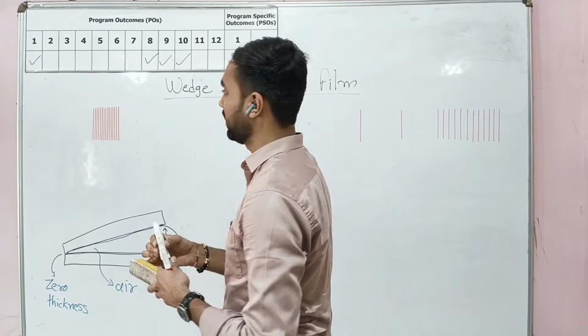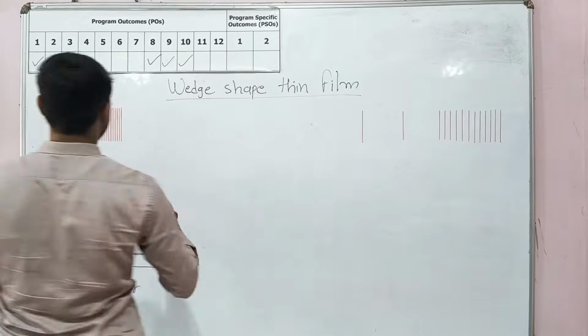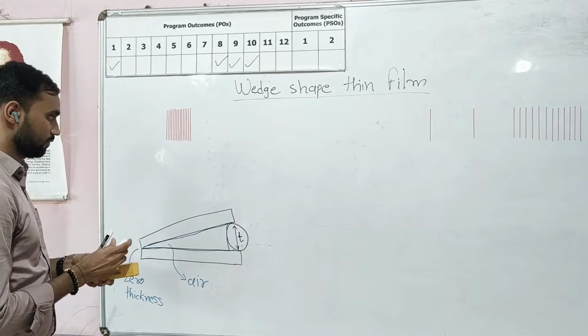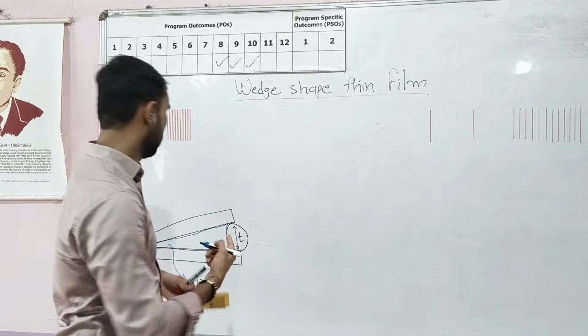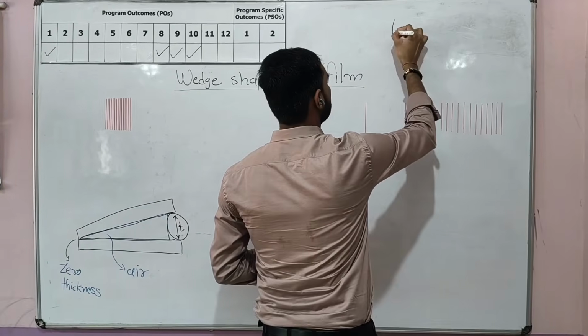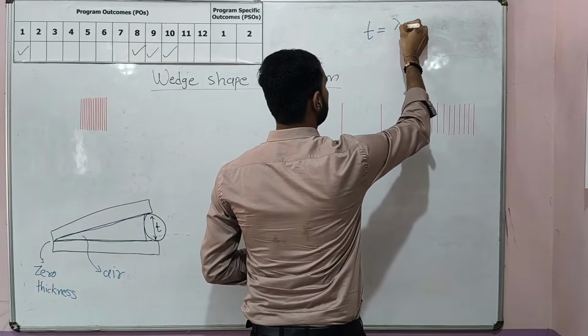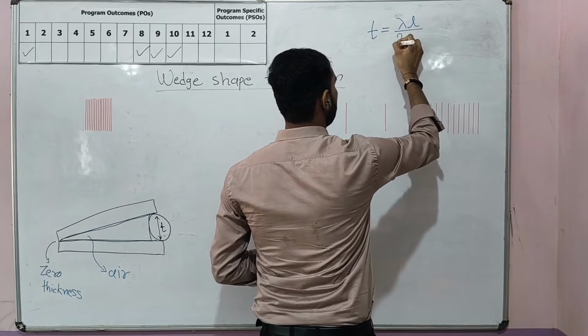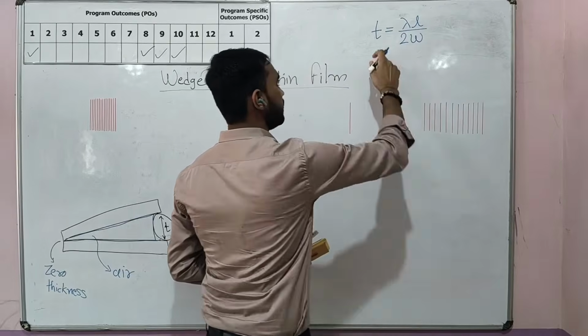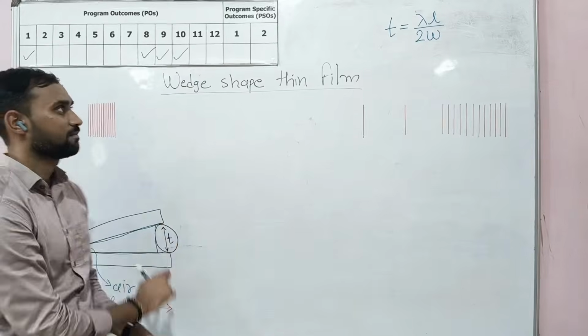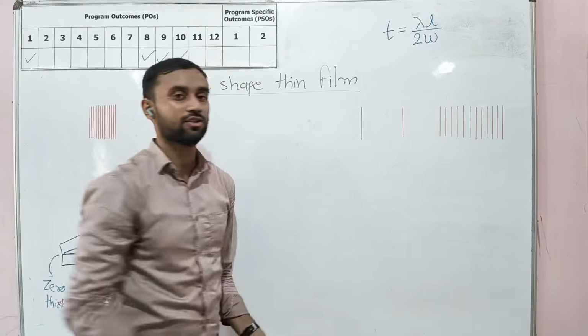Let me directly tell you a formula. How this formula is obtained, you will be learning in the classroom. The formula for the thickness of the spacer is T equal to lambda into L divided by 2W. In this equation, T is the thickness of this spacer, lambda is the wavelength of light used.